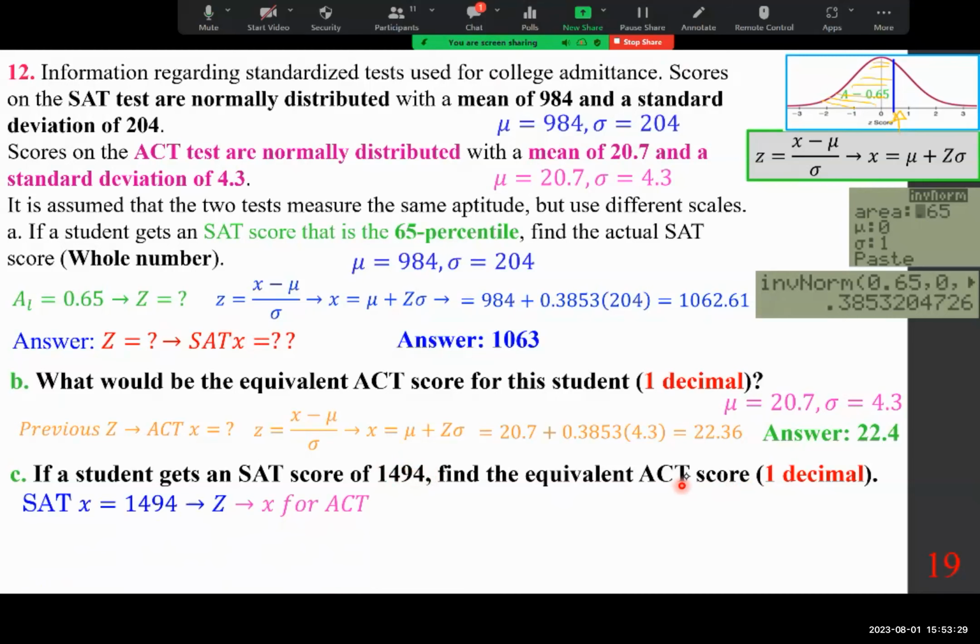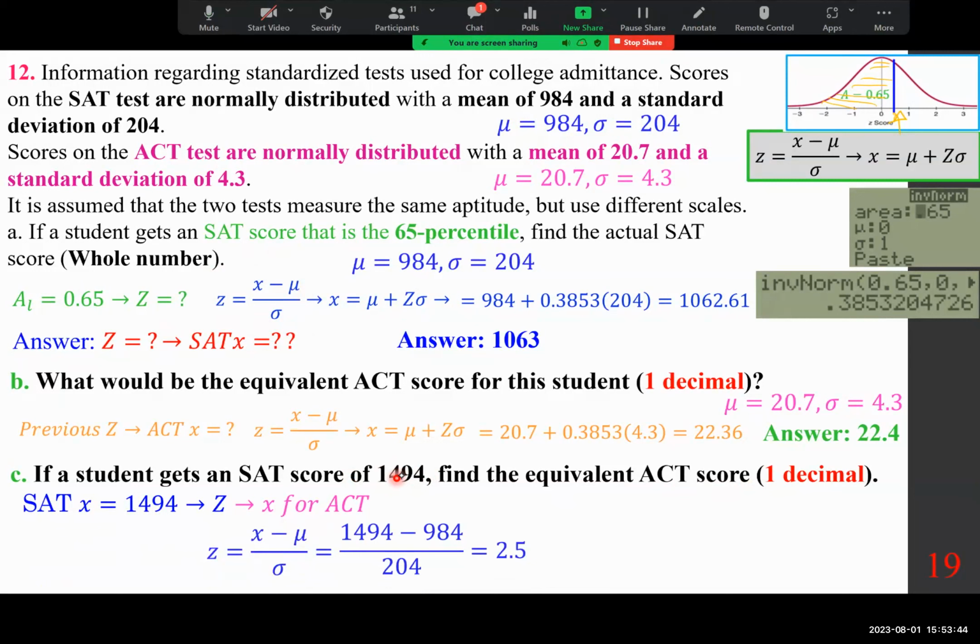So Z equals X minus mu over sigma. We have, for the blue one, mu and sigma, and the X score is 1494. So 1494 minus 984 over 204, the Z score. So this SAT score has a Z value of 2.5. That's the idea.